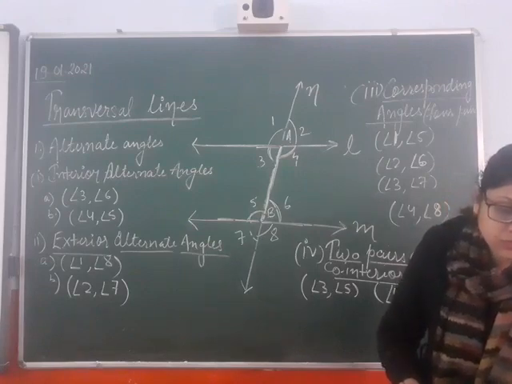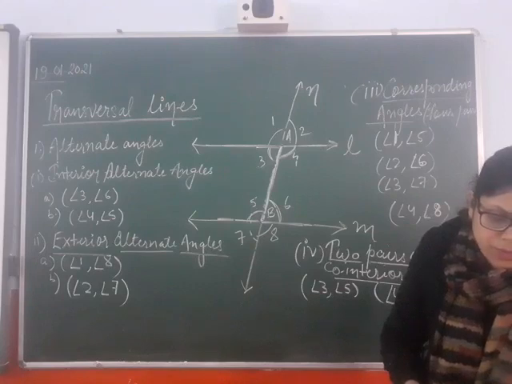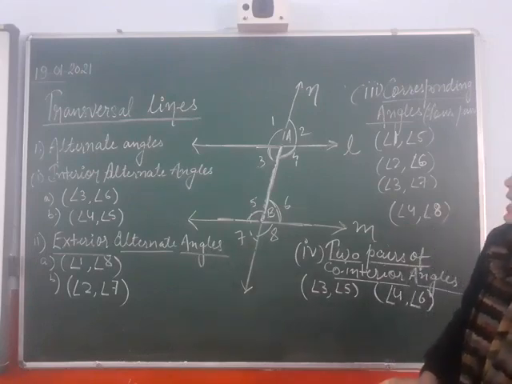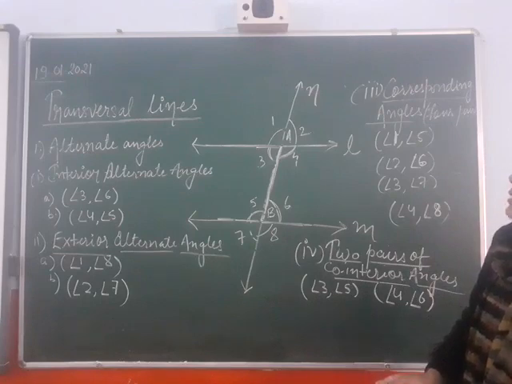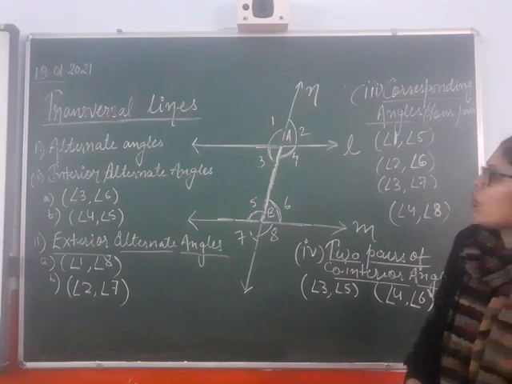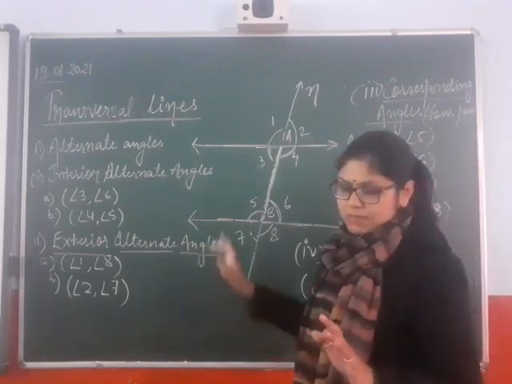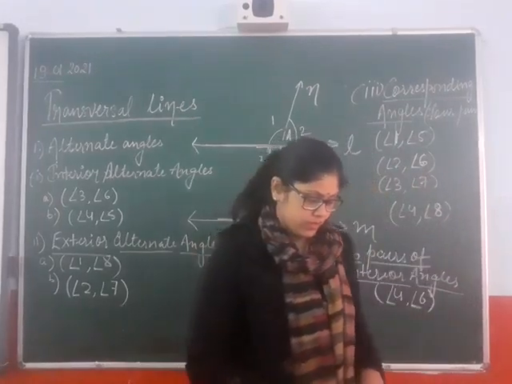Now, what is the result when two parallel lines are cut by a transversal? When two parallel lines are there and they are cut by a transversal line, then interior alternate angles are equal. Okay, this much is clear. Then I will move further.